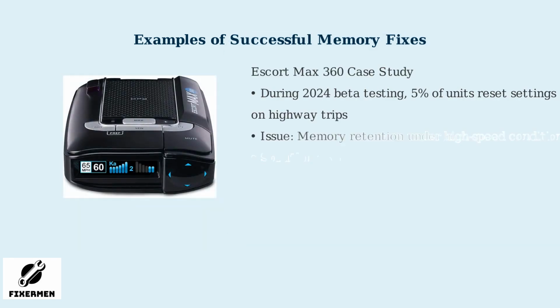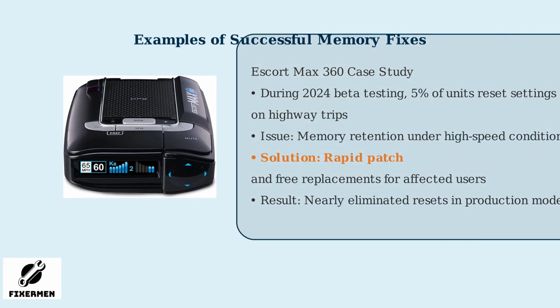Another successful example is the Escort Max 360, launched in 2024. During beta testing, about 5% of units experienced settings resets, particularly during highway driving, where the detector's memory struggled to retain configurations under varying conditions. Escort responded quickly with a rapid patch that strengthened memory safeguards and offered free replacements for beta testers affected by the issue. This proactive approach nearly eliminated reset occurrences in the final production models, as confirmed by Consumer Reports testing.